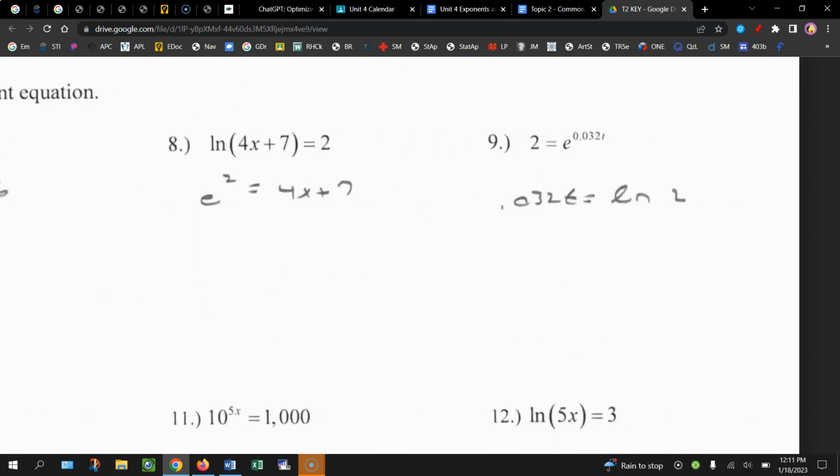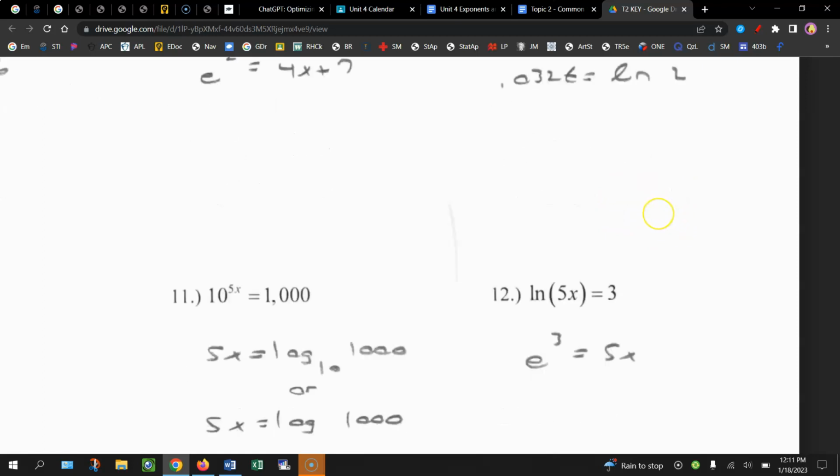Question 9. This is an exponential form. So starting with the exponent, 0.032t is what power you raise e to get 2. Base is e, you don't have to write it because we're talking about natural log. All natural logs have base e.